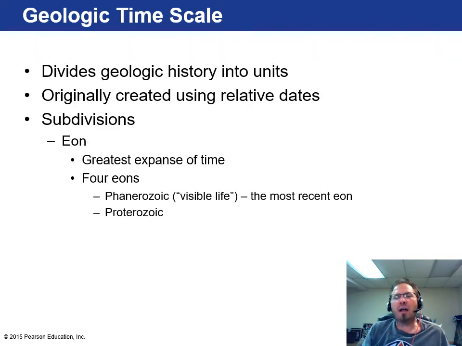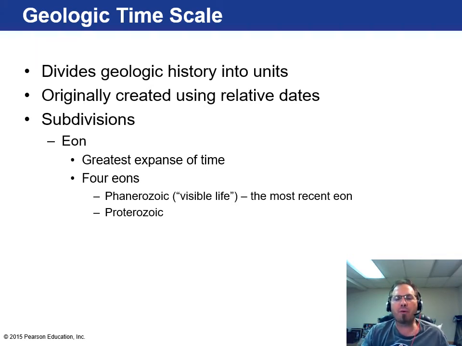Geologists use the geologic time scale to divide the geologic history into units, and it was originally created using relative dates, although obviously some of the radiometric dating has helped confirm where these particular layers should be. The main four subdivisions are what are called eons, the greatest span of time, going back to when Earth first formed. The youngest one is the Phanerozoic, which means visible life, and that's the most recent eon. That's when pretty much all life has taken place.